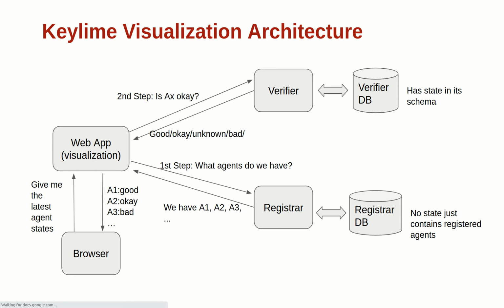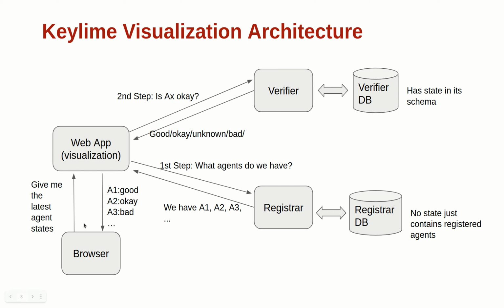The architecture looks like this diagram. The agents are updated in batches rather than all at once because we don't want to increase the interval when there are more and more agents in the system. In each interval, the front end is going to ask for the new state of one batch. It goes like, hey, visualization web app, give me the latest status in this batch.